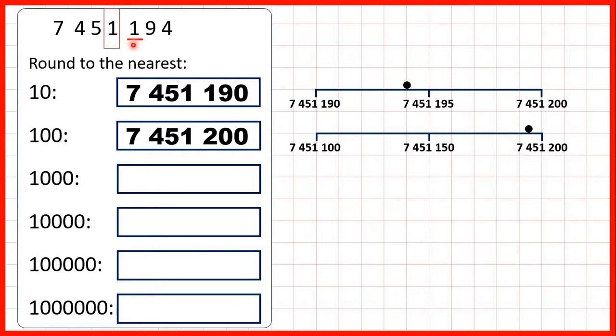Now to the nearest 1,000, we find the digit and look to the right. We have a 1 in our hundreds, so that means we round down. The 1 in our thousands stays the same, digits to the left stay the same, and digits to the right turn into zeros.